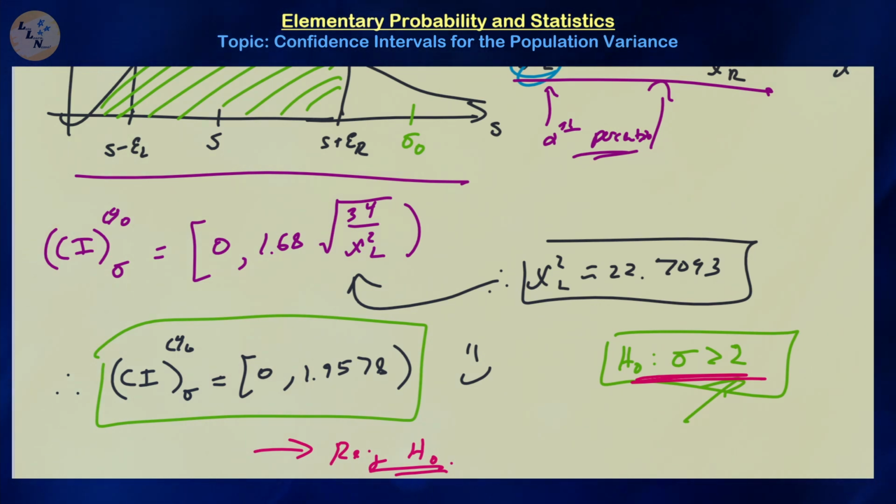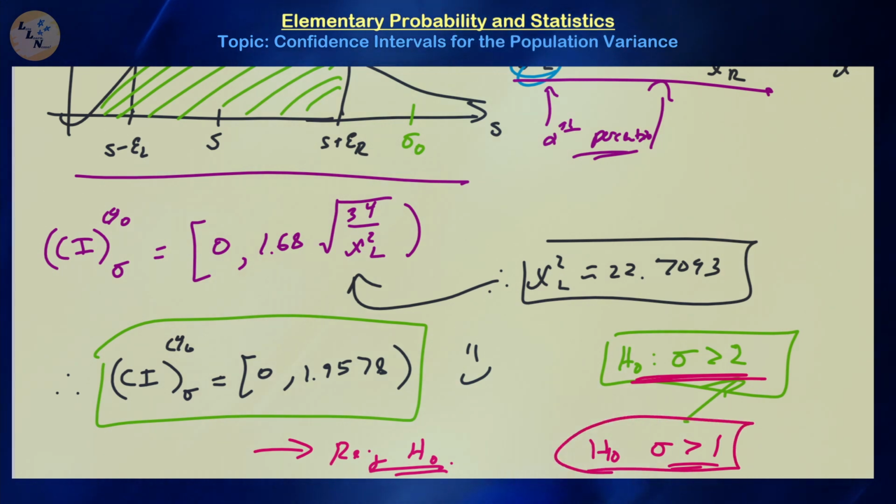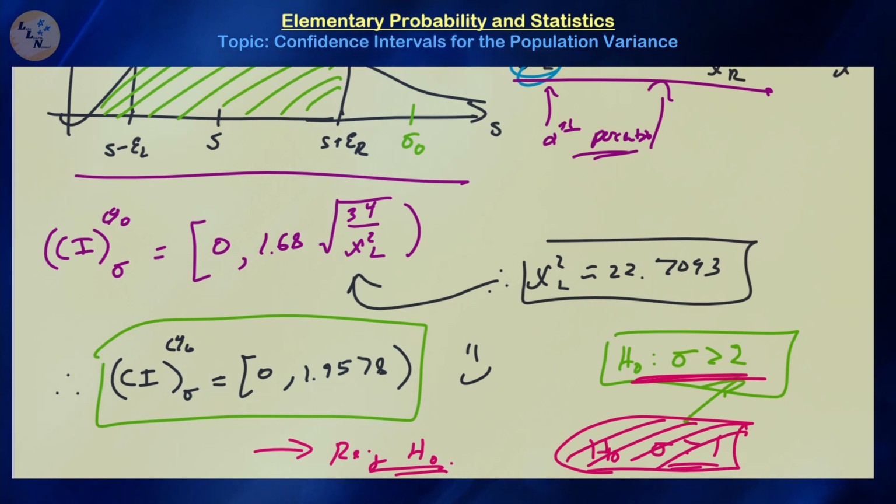Now, a fun conversation can be had. For example, what if somebody says that sigma is greater than 1? Well, some of these claimed values are inside of this confidence interval and some of them are not. So do we reject or fail to reject? That's a fun discussion to be had another day, but let's just assume that that's not the case here. So anyway, this is just an introduction to hypothesis testing on the population variance and standard deviation.